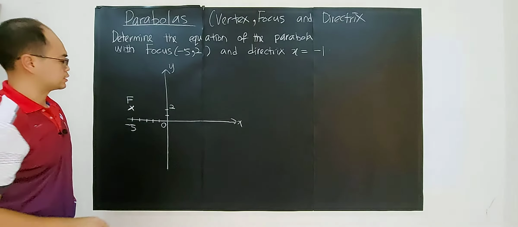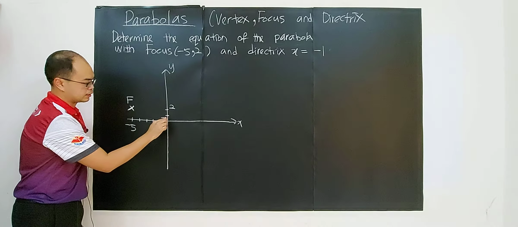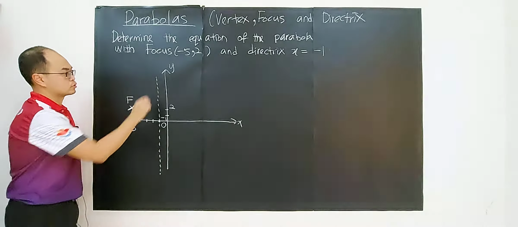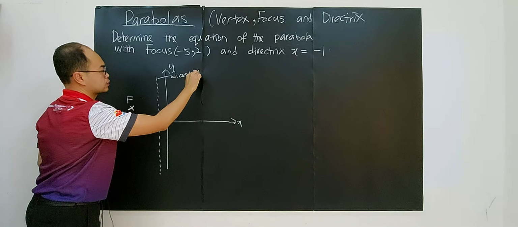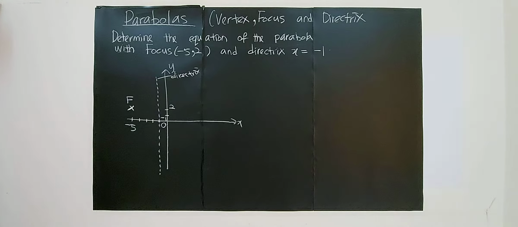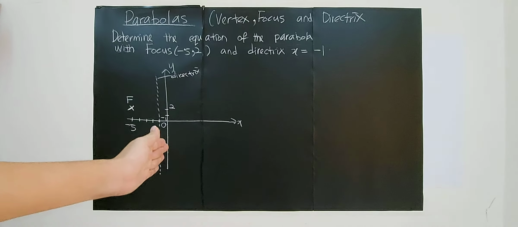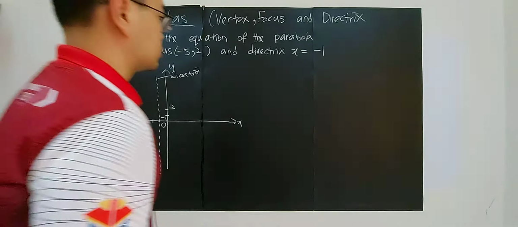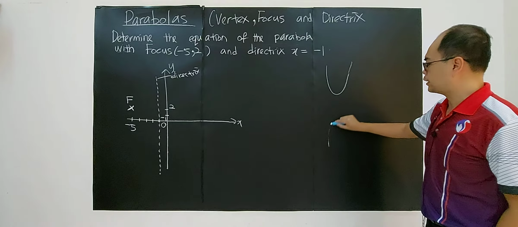And the directrix is x equals negative 1. So the directrix is here. If you are very familiar with parabolas, you will know where the parabola goes. Since this is a vertical directrix, the parabola definitely does not open up or down, as you recognize from the shape of the parabola.